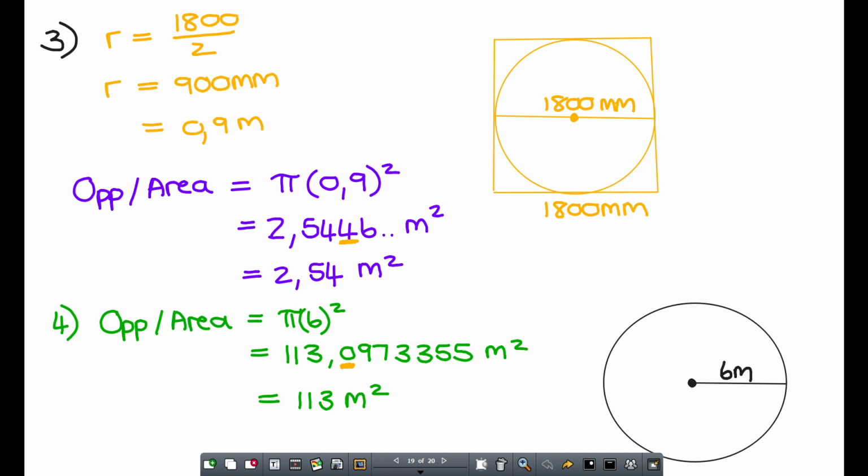So to get the area, I'm going to say pi times radius squared, so pi times 6 squared. And that gives me 113,097 and a lot more decimals. But they wanted me to round it off to the nearest meter, so I'm going to look at that first decimal. And because it's a 0, it would stay 113 square meters. No, you could have skipped directly to that.